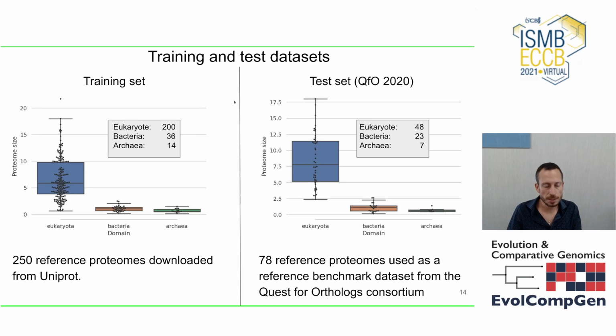So the training set and the data set. For the training set for the AdaBoost model, we selected 250 reference proteomes from UniProt, 200 of which are eukaryotes. So it's kind of big, there are many eukaryotes. And for the test set, we are using the 2020 version of the Quest for Orthology benchmark with 78 proteomes, 48 of which are eukaryotes.